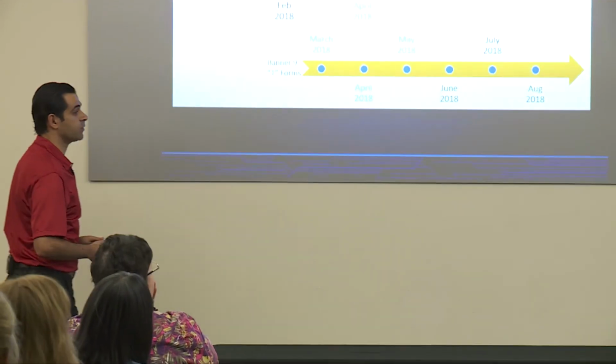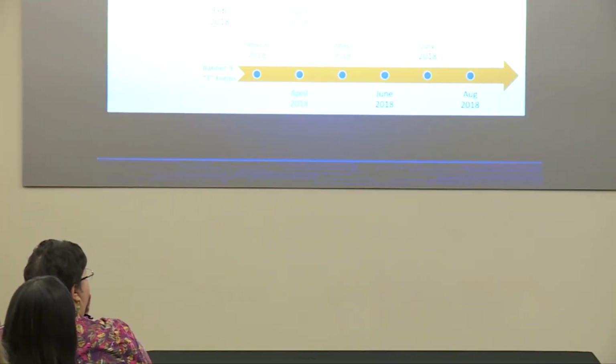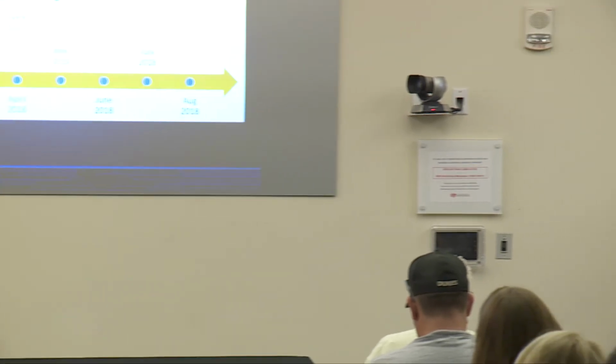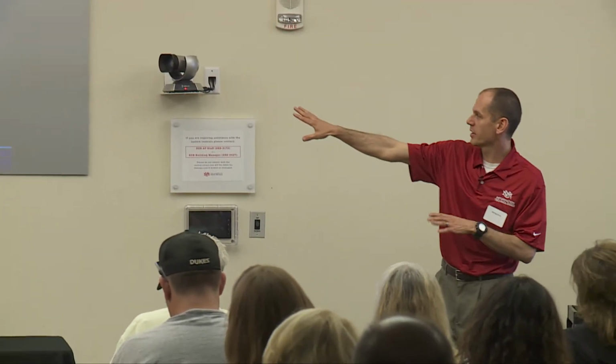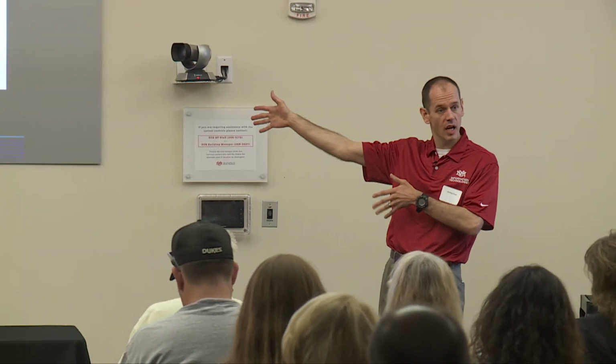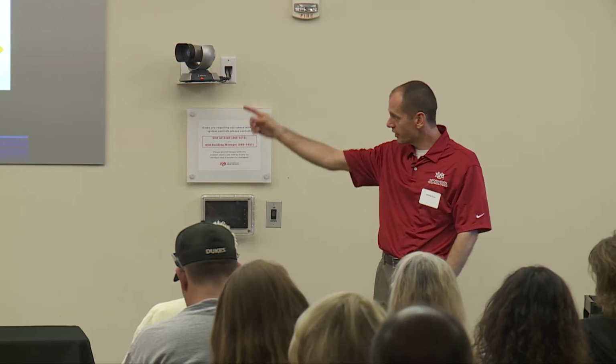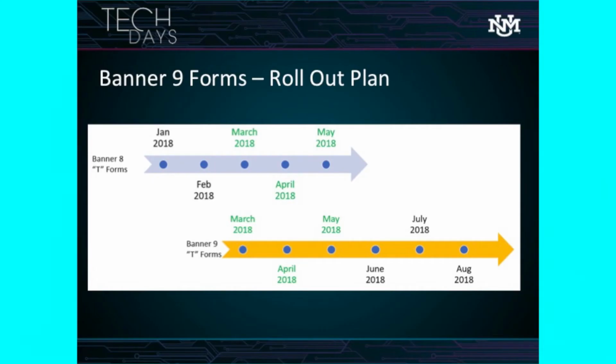And can I just add right there? Yes. Like Nader talked about before, we're doing a series of rollouts. Right here is an example for the T forms, the account receivable forms. As you can see, Banner 8 T forms have been available for a long time. In March, we turned on the Banner 9 T forms.